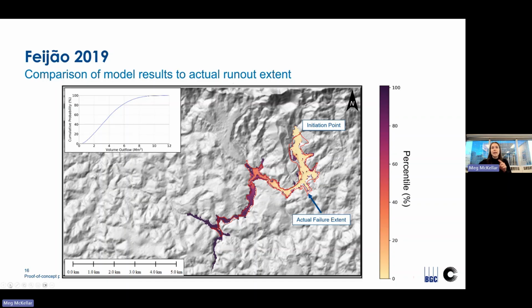For reference, the red outline on screen is the inundation of the Fajau 2019 failure, and it's representative of a 99th percentile event for the case of this dam. And so we can recognize that this model did a good job with those dark, deeper purple showing that 90 to 100 percentile volume outflow.